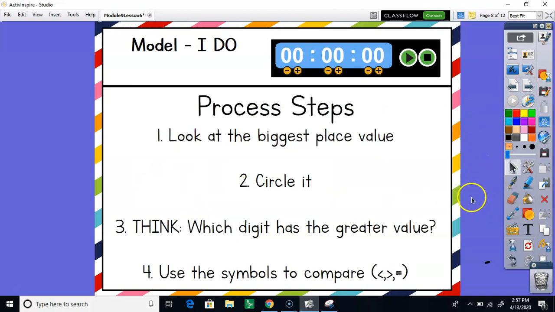So our process steps. Number 1, look at the biggest place value. Today our goal is 2-digit numbers. So make sure you're looking at the tens place today. Circle it just so it sticks out in your brain. Think which digit has the greater value. Circle it if you need to, and then use the symbols to compare it. Okay, and then always check your work. Read it out loud to yourself and make sure that it makes sense and that you use the right symbol to compare.